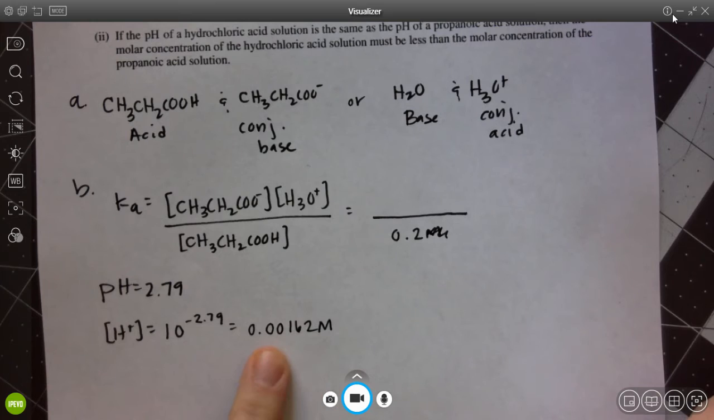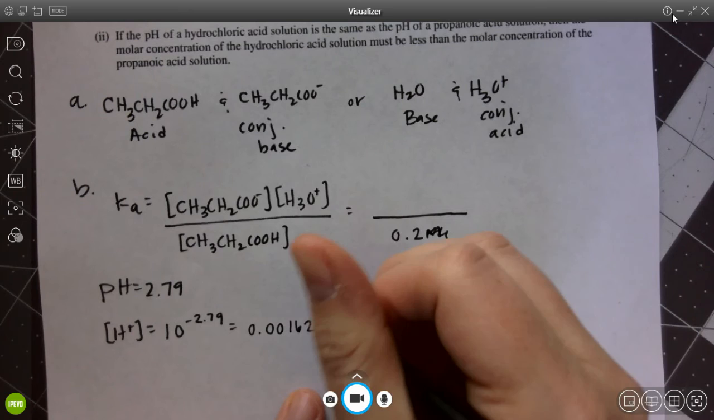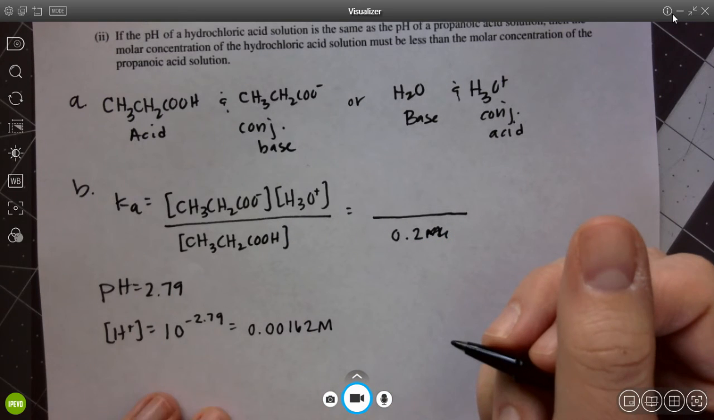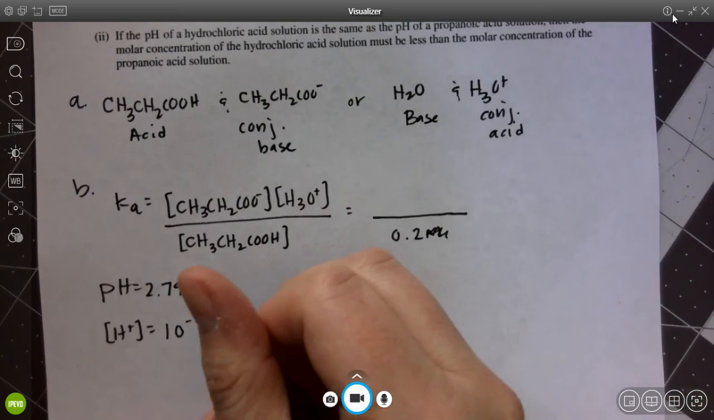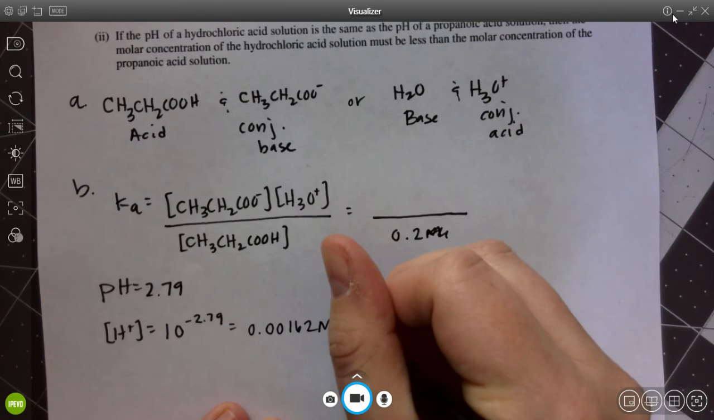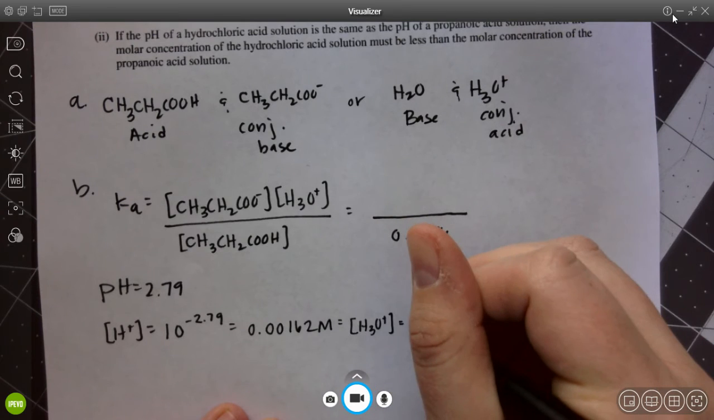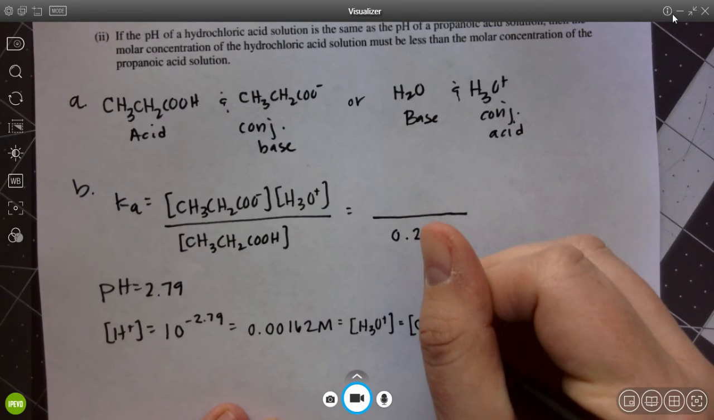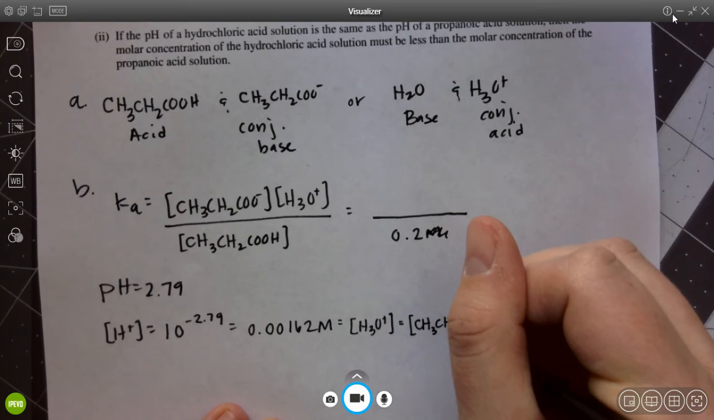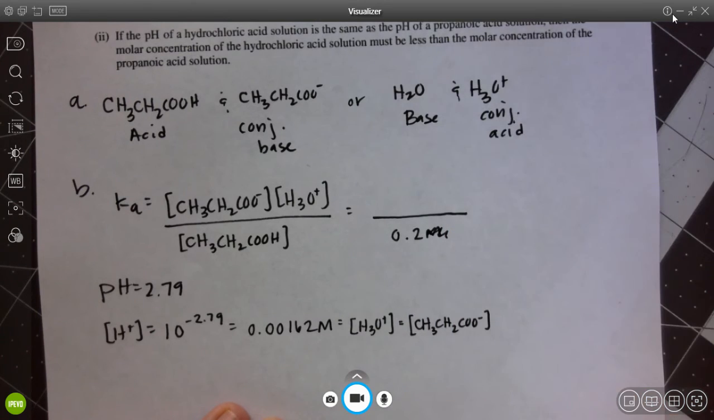Resist the urge to round this too much. I like to keep at least 3 significant digits here so that I can make sure my number isn't rounded off too much until the very end. So I've got that number. Now, because of my knowledge of how ICE tables work, I know that it is equal to my concentration of H3O plus, and it's equal to the concentration of my conjugate, the CH3CH2COO minus, again the longest formula in the world. They're the same. And that is equal to X.